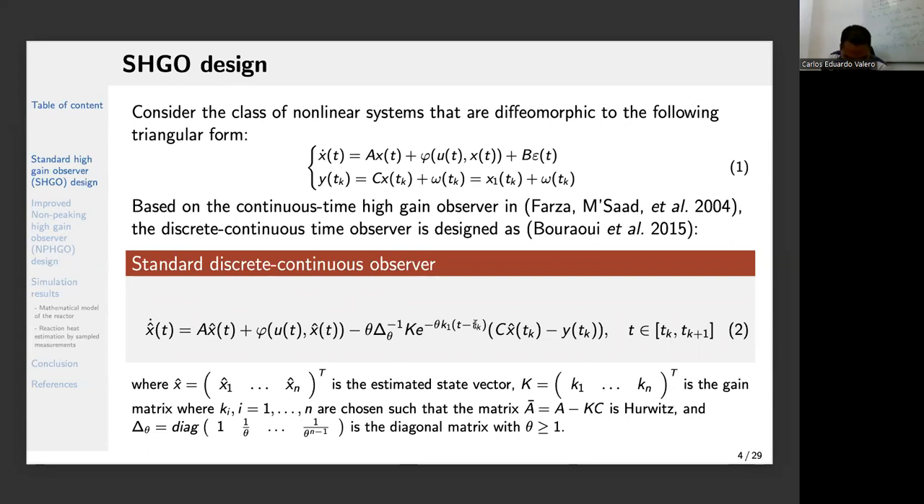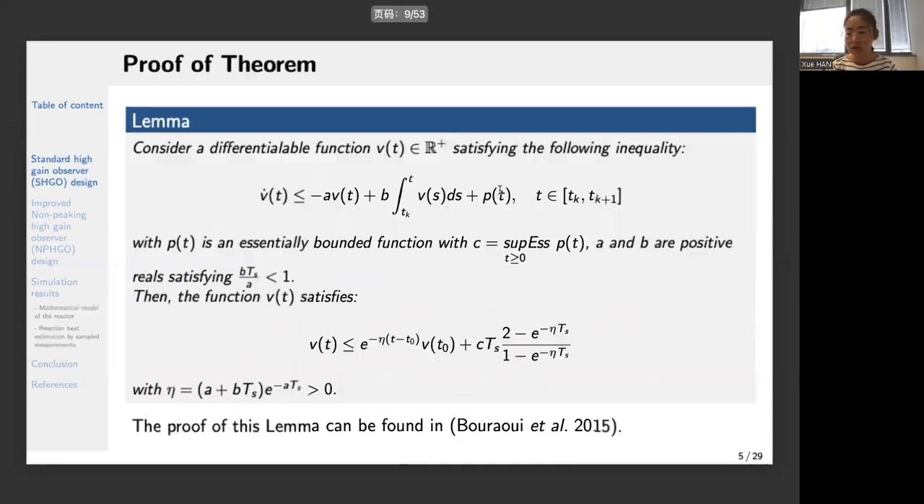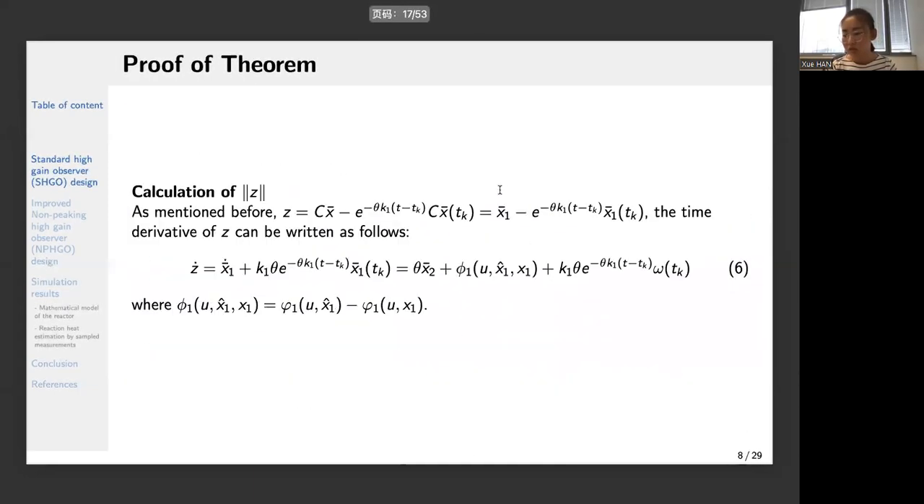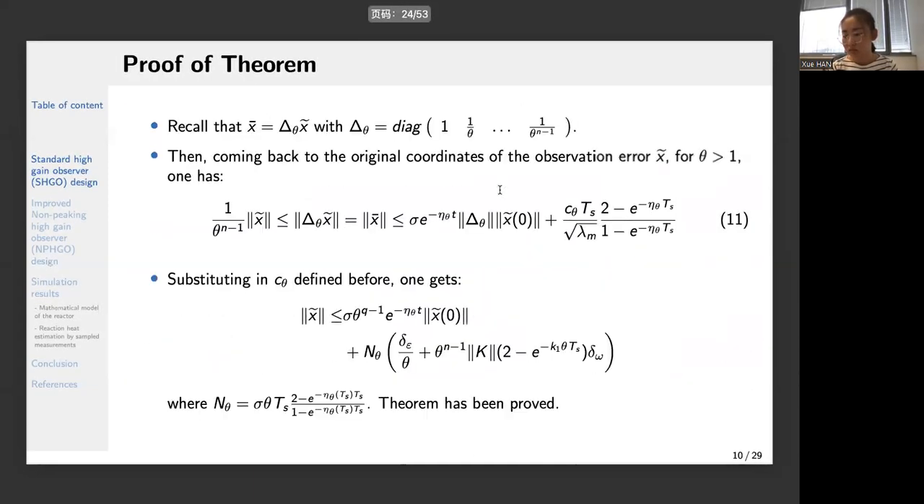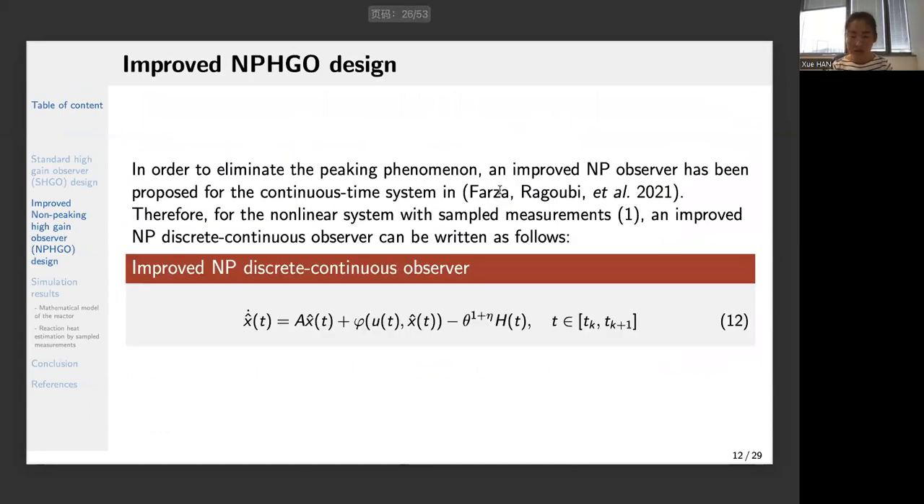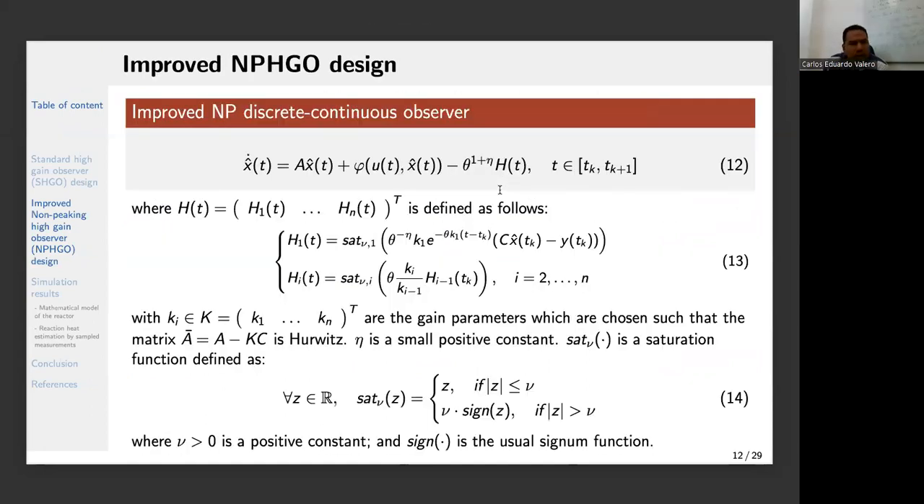And if we go to the 12th slide. Yes, here. Could you tell me a little bit more about this observer, because I couldn't understand it completely.